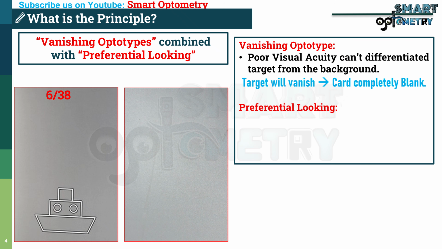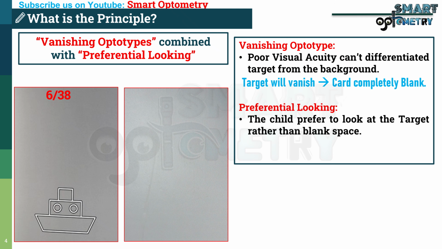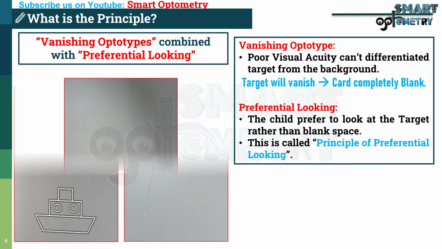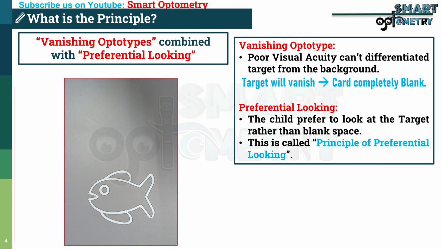When there is a target at the bottom and blank space at the top, the child prefers to look at the target rather than the blank space. This is called principle of preferential looking. For example, if this card is shown to the child, then the child will look at the bottom, not at the top, because there is a target at the bottom of this card.